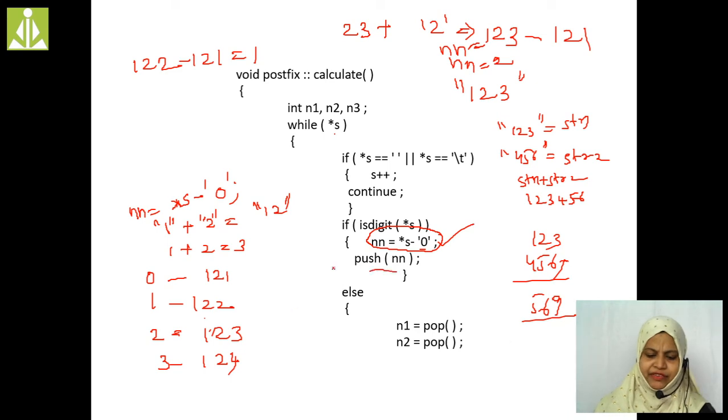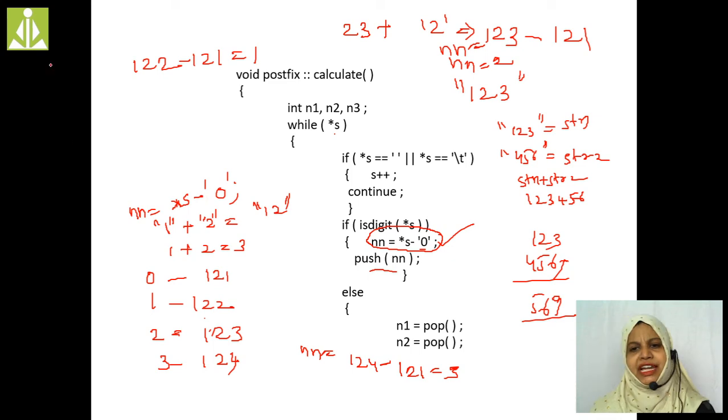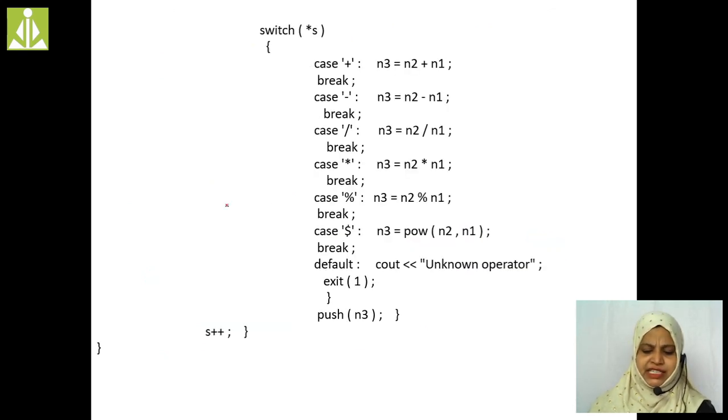In the same way, for '3', nn equals, what is the ASCII value of '3'? 124. What is the ASCII value of '0'? 121. Then what is our answer? 3. So you have to push that 3 into this stack. Then else, first we have to delete the first value, that is n1. Then you have to delete the n2 value. Then you have to perform the various types of operations. Then we have to push the result into the stack. Then you have to increment the pointer. Then again you have to repeatedly perform the same thing until the expression ends.